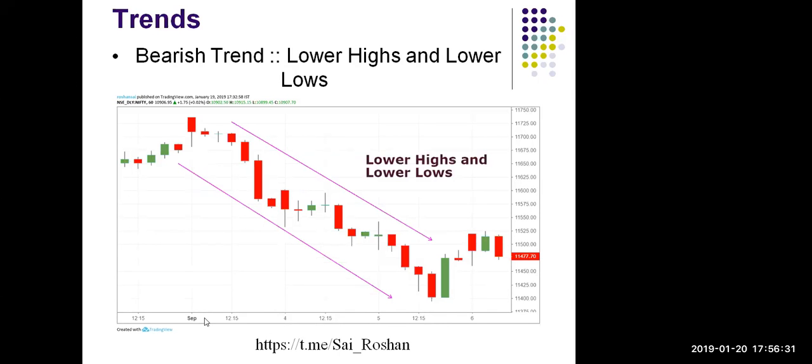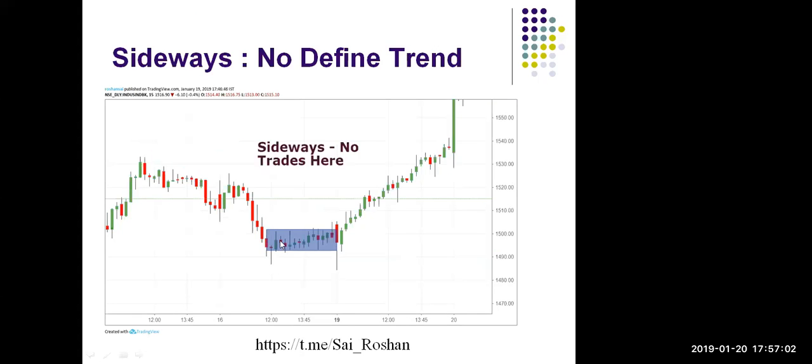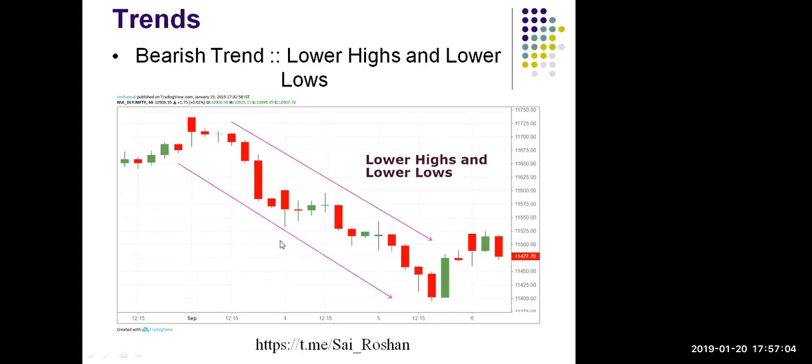Exactly opposite is a bearish trend. This is a Nifty hourly chart. You should have lower highs, which means the highs are coming down, the bulls are gone and bears are taking over, and the lows are also becoming lower. You can see from the top as you come down, the highs are becoming lower, and the lows are also becoming lower. So this indicates a bearish trend.